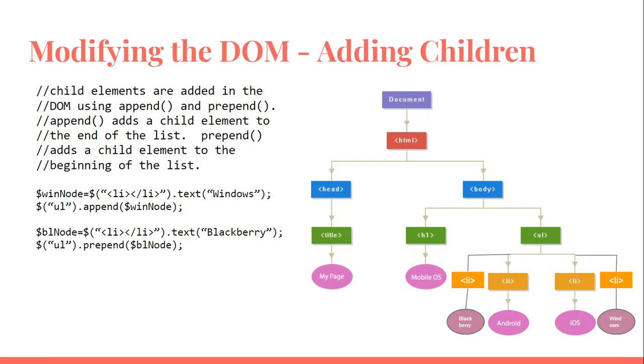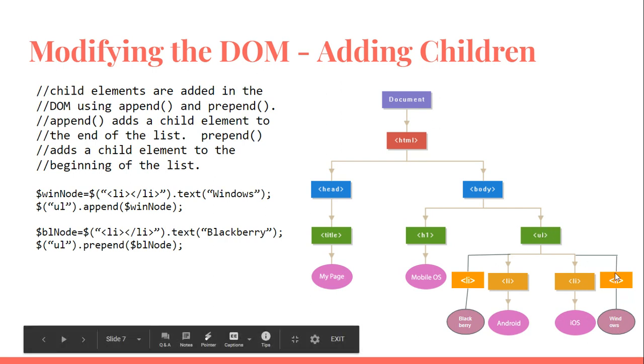Now, when we modify the DOM, one of the ways that we can do it is by adding children of an element. To add children, we use append and prepend. So if I go in and I create a new node, which is an li node and has text windows, and I go to the only UL tag that we have and I append that node, appending adds a child element to the end of the list. So you'll see over here under UL, we get a new li with windows at the end. It becomes the last child.